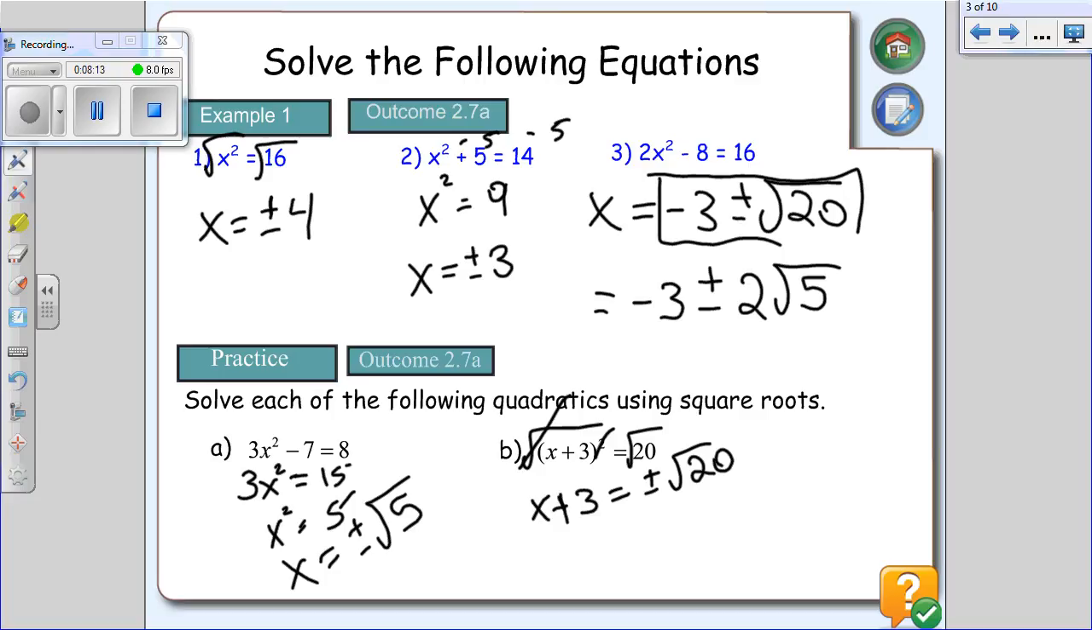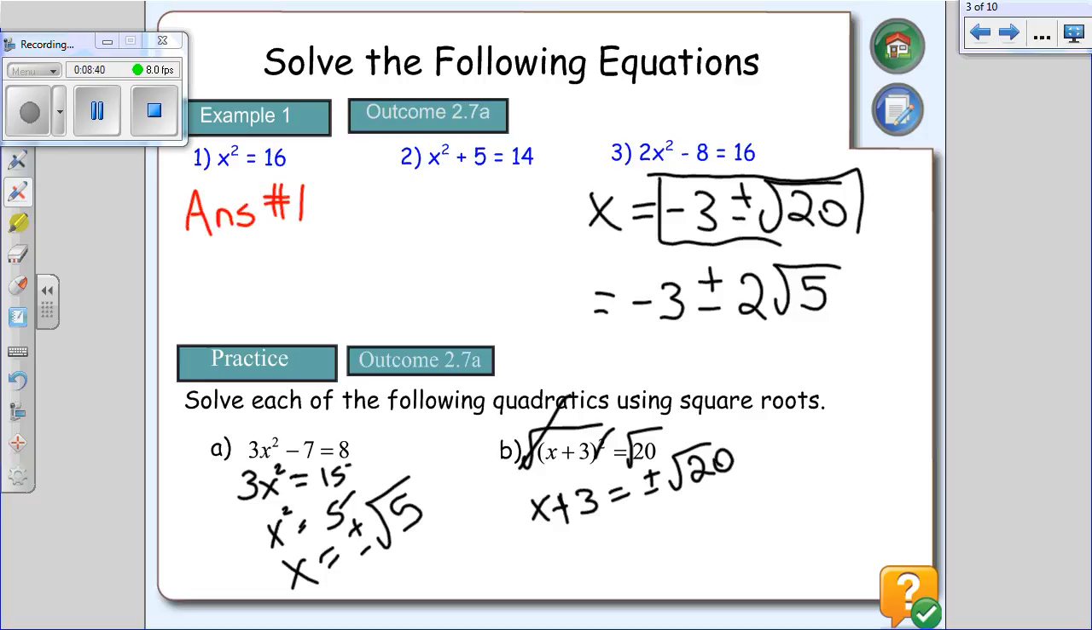Josh? That's a good question. So we're going to look at what this answer actually means. So right now, you actually have 2 answers. Answer 1 is negative 3 plus 2 root 5. Answer 2 is negative 3 minus 2 root 5.